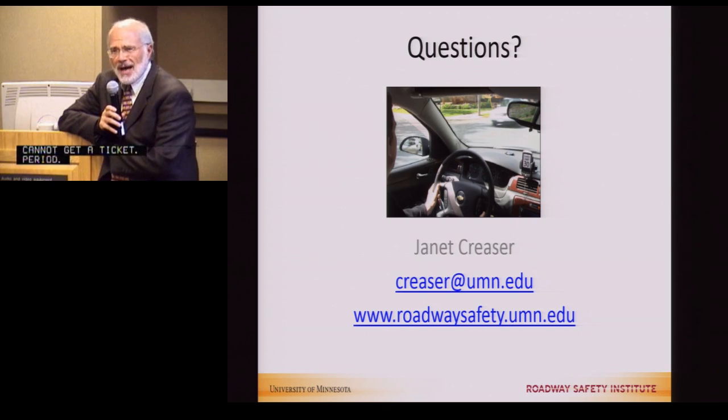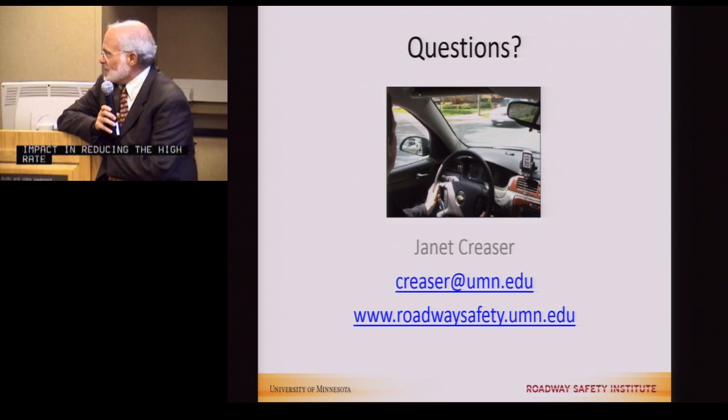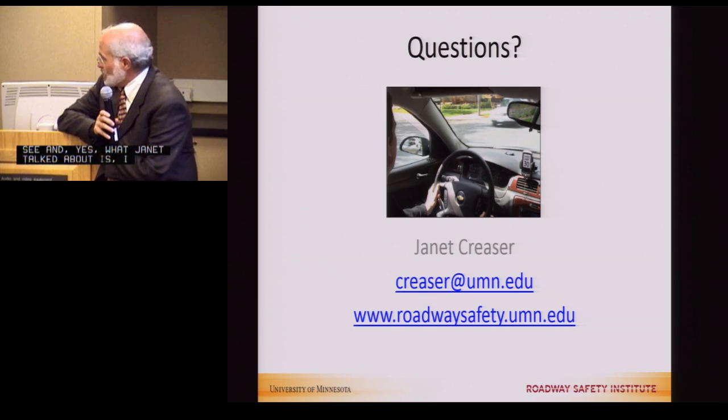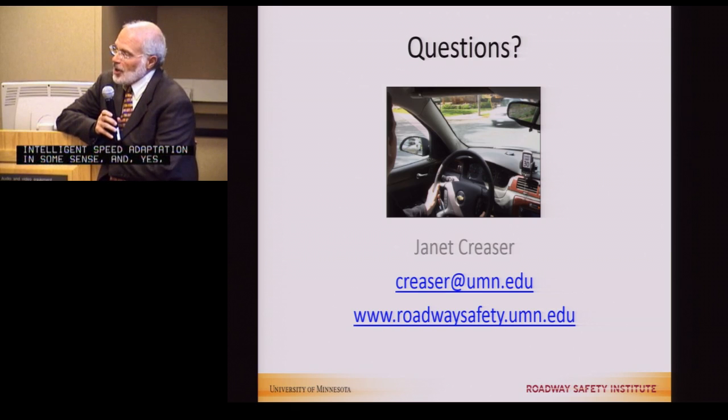Yes, and we are way behind the eight ball in this area, because I can tell you that our digital databases of speed limits are way back in the Stone Age. They are still on pieces of paper in filing cabinets. So we have a long way to go if we are going to have an impact in reducing the high rate of speed that we begin to see. And yes, what Janet talked about is in effect intelligent speed adaptation in some sense, and yes, one day maybe this will apply to all of us as we drive along, but we're not there yet.